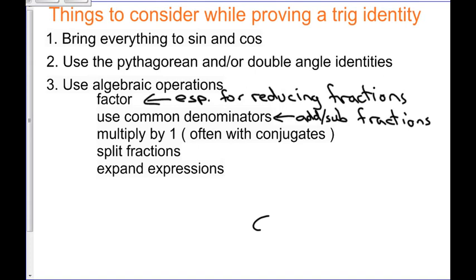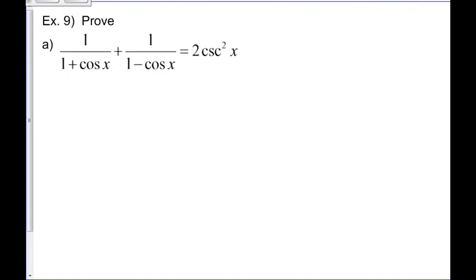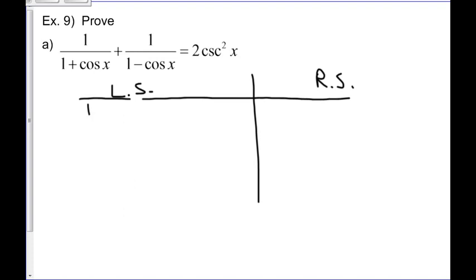So conjugates are pairs of binomials like this. If one is a plus b, the other one is a minus b. Sometimes we want to split fractions, if we want to make multiple fractions, and expanding expressions, so things like squaring or cubing a binomial. So when we say prove, we can't assume that these things are true. We want to show that they're true. So instead of having the equal sign, we're going to have sort of a wall between them. And I'm going to try and turn the more complicated side into the simpler side.